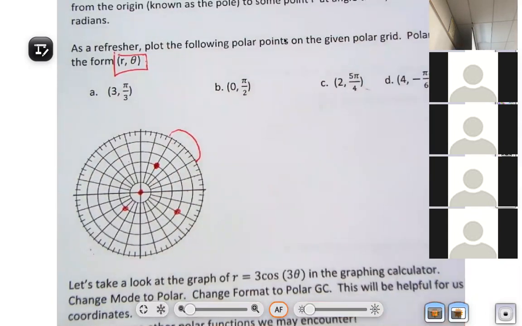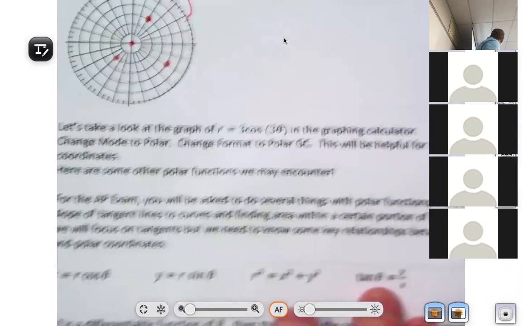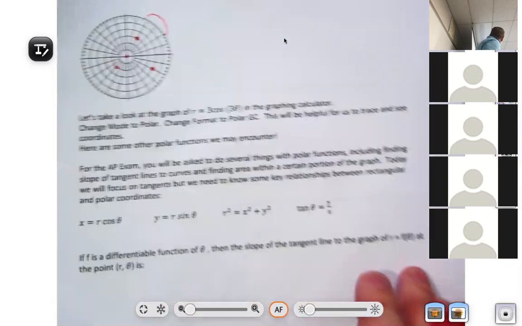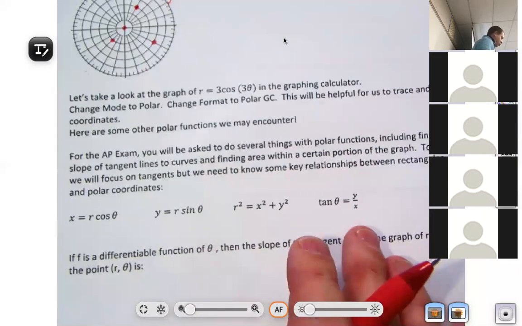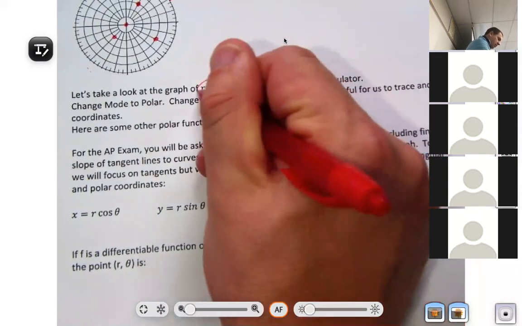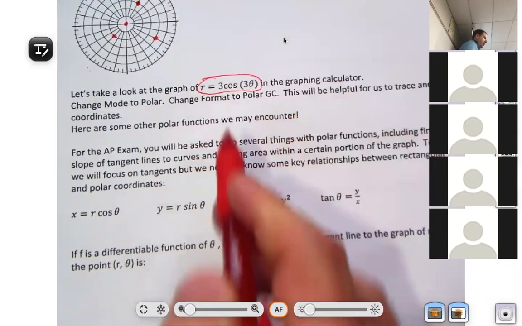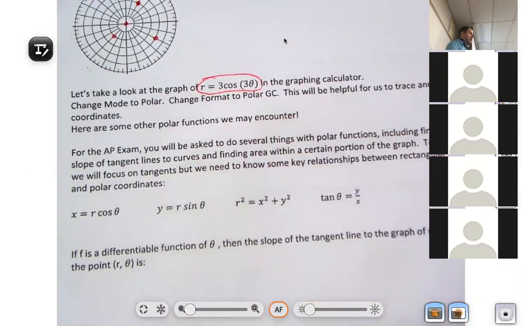All right, now we kind of move into the calculus. Imagine that they're dealing with a calculator active question and they don't give you a graph, but they give you the function. So I want us to graph this in our calculator. I want us to graph r equals 3 cosine of 3 theta. Usually they'll provide the graph for you. It's not a guarantee, so you might want to know how to do this in your calculator.